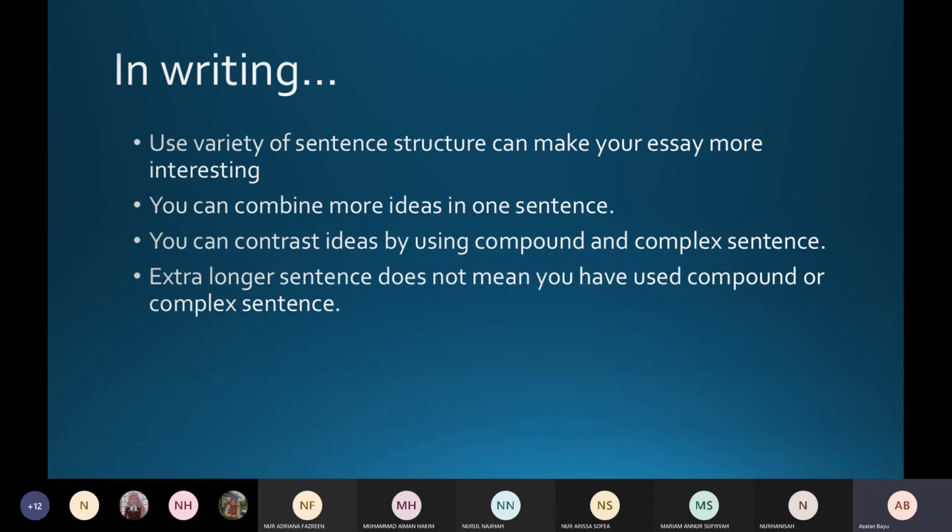Alright, and you have to be careful. Extra longer sentence doesn't mean you have used compound and complex. Kerana you gunakan panjang, tapi dia adalah hanya simple sentence. So look at the structure, not how long the sentence you make. Okay, sebab I dah explain, kadang-kadang pendek pun jadi kompleks atau compound, panjang pun you boleh buat sebagai simple sentence sahaja. Any question about sentence structure ada tak? Tak ada.